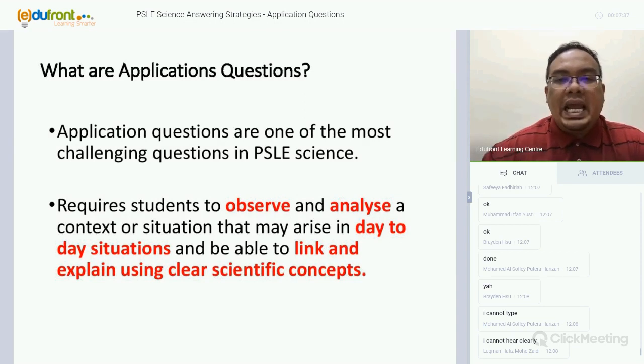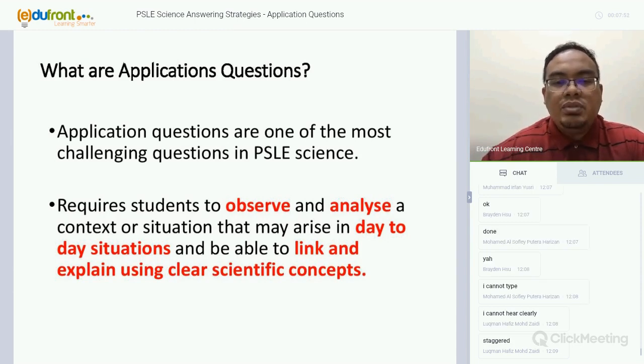Observe and analyze day-to-day situations. This day-to-day situation could be something that you're familiar with or something that you are not familiar with. You must be able to link the situation given to you and explain using clear scientific concepts. So this is the key. You must be able to answer, explain using key scientific concepts.